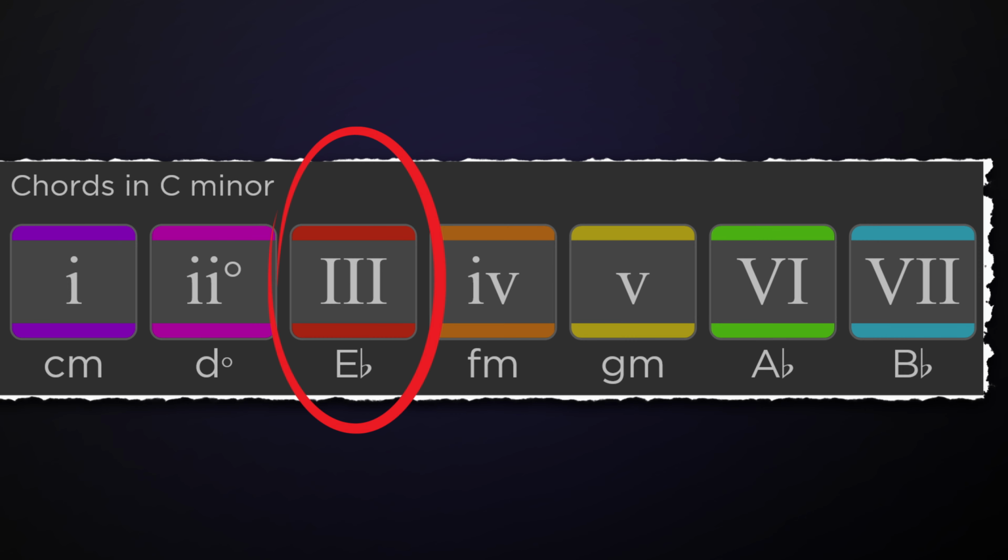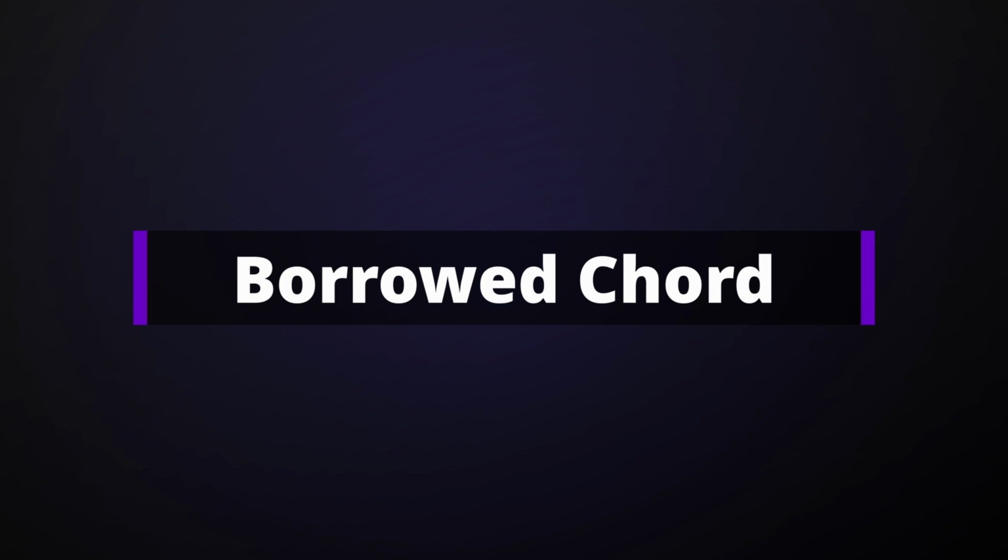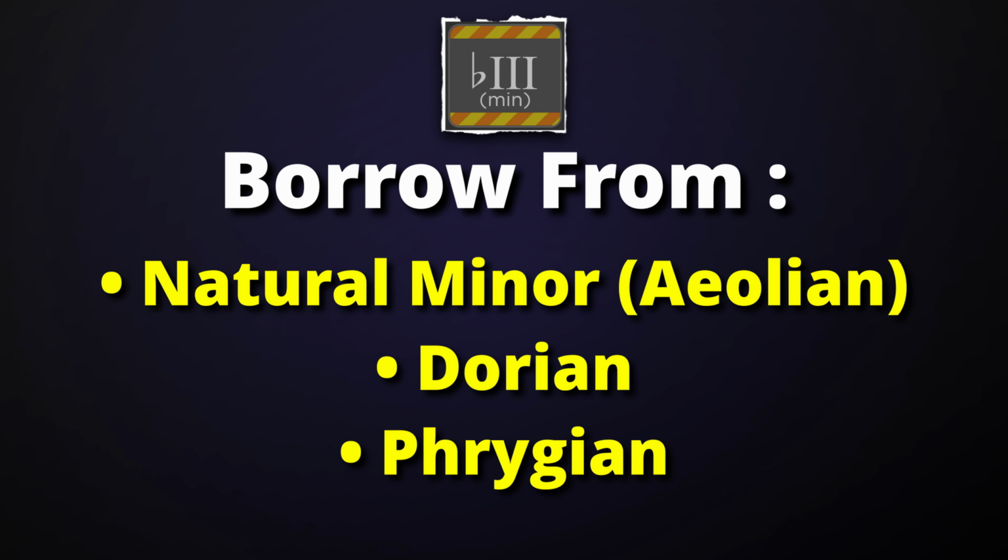This flat 3 chord is the 3rd chord in natural minor keys. So if you use it in a parallel major key, as I'm showing you here, then it is considered a borrowed chord. It's worth knowing that this chord can also be borrowed from the parallel Dorian and Phrygian modes.